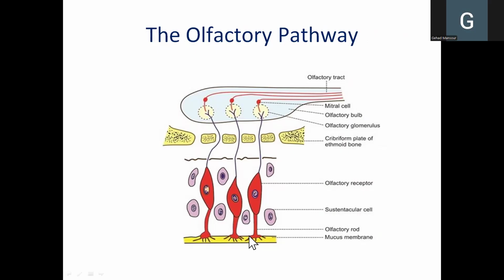These are the sensory receptors for olfactory stimuli, but here the whole cell acts as a receptor, not only the nerve ending. We call this the olfactory receptor, and this one the olfactory rod. And then there is this, the ethmoid bone, or the cribriform plate. This is the mucous membrane.